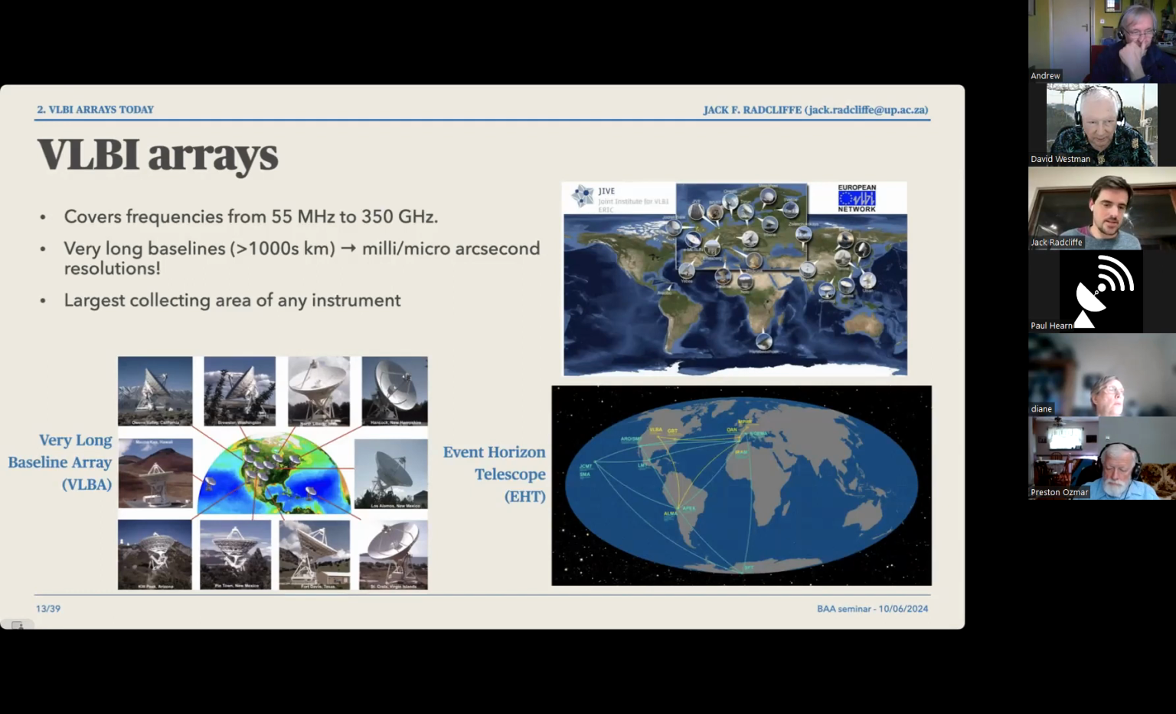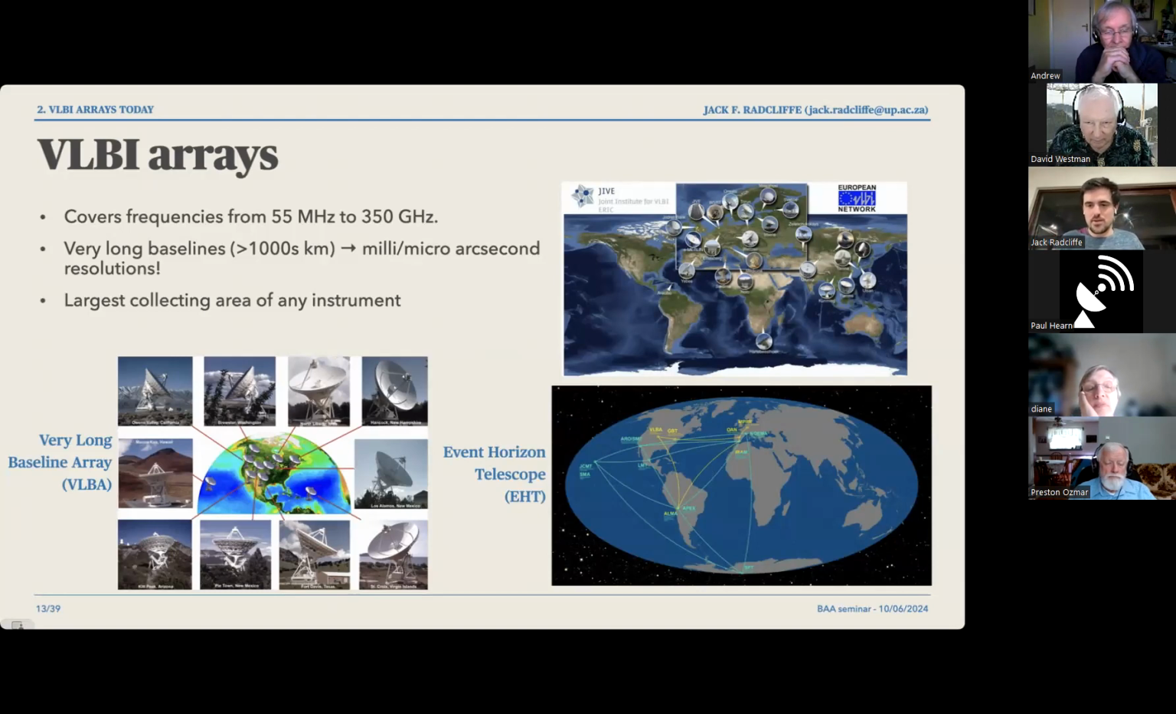At 350 gigahertz, you're starting to look at the dust emission. At 55 megahertz, you're starting to look at cyclotron emission and things like this. And we can even do ionospheric studies of our own ionosphere using VLBI now. And even with the huge Square Kilometre Array, it still will have the largest collecting area of any instrument in the world. So these are ad hoc individual telescopes which combine together to make a huge collecting area.